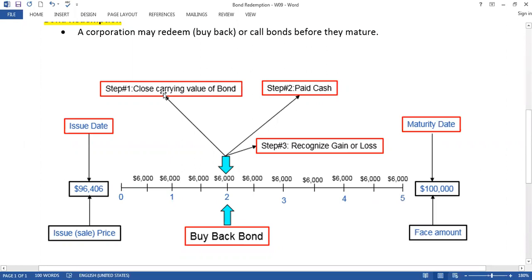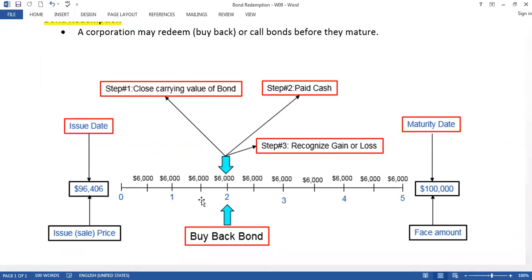Do you understand? Close means you are going to stop it, right? You are going to stop and not continue your bond, so you have to close the carrying value of the bond. And when you close it, you need to pay cash, right? Because you return my bond, I have to give you money back. So first we close our carrying value. After that, we pay cash. And comparing these two, we may have some gain or loss today.